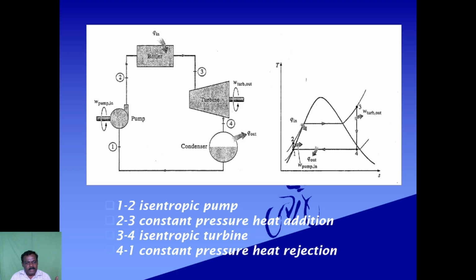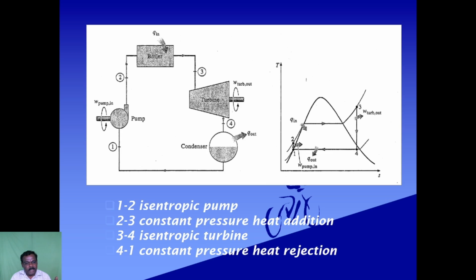Then 2-3 is the steam addition, heat supplied. So at 3, steam is coming out and it enters the turbine. So 3-4 is the isentropic expansion, which is done in a turbine. Then 4-1 is the condenser process, where low pressure, low temperature steam is converted into water.